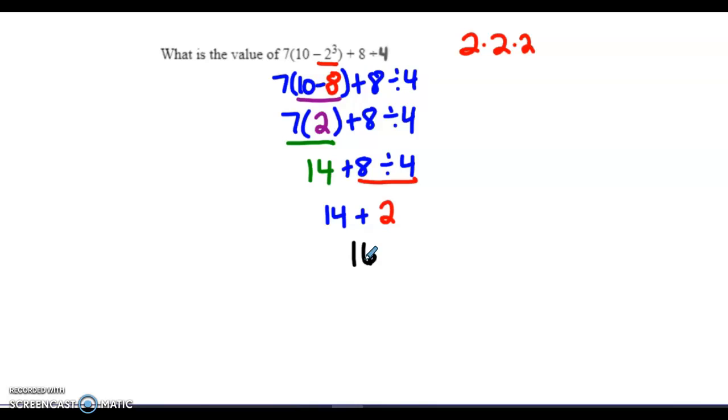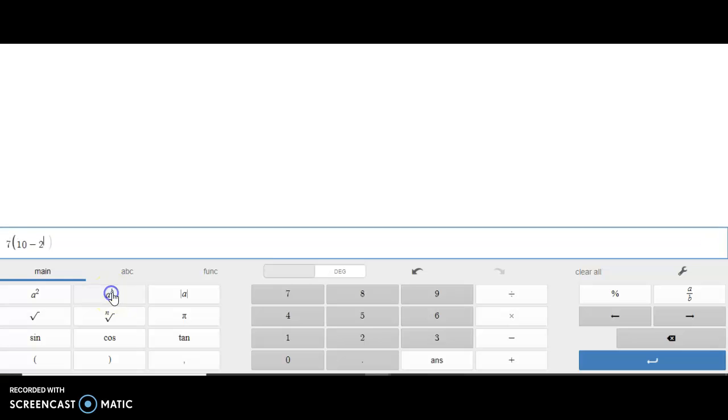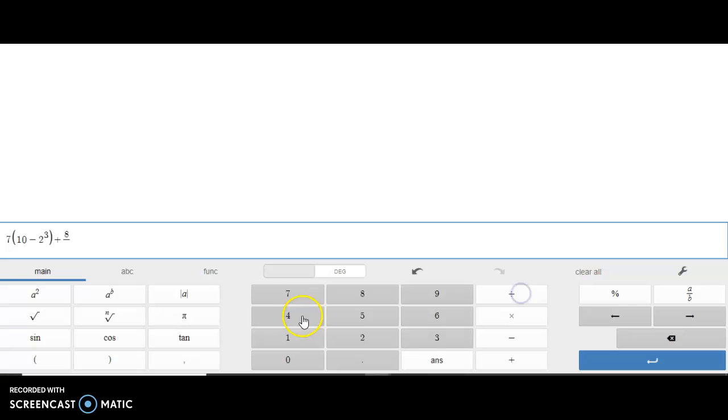But I really, really want you guys to use a calculator and be confident with a calculator. So let's go and look at that. So I'm going to type this in just exactly how it looks. You can't miss anything. You can't miss the parentheses or anything. You have to type it in exactly how it looks. And if you want to get the third power, you have to use this A raised to the B button to get a 3 up there. And then I'm going to get out of that and close the parentheses. And then plus 8 divided by 4.